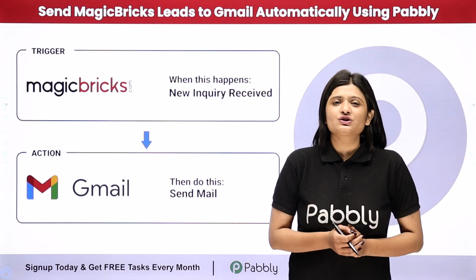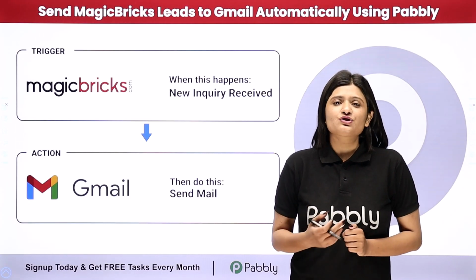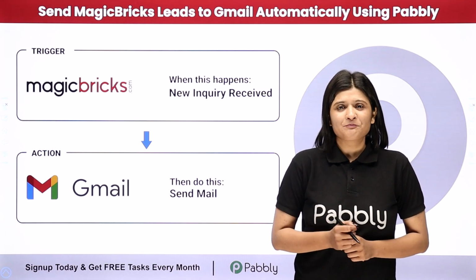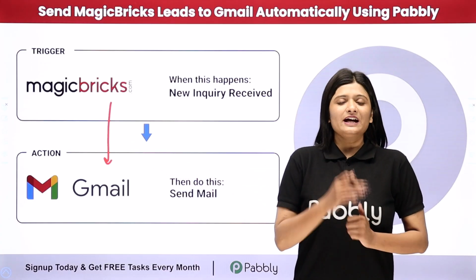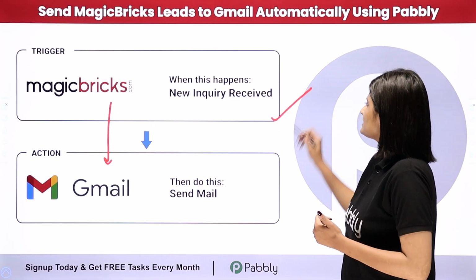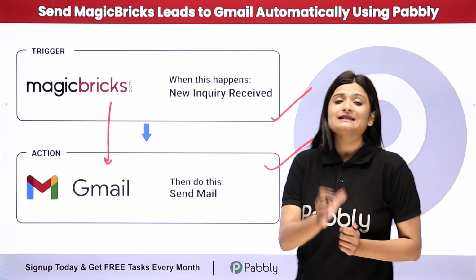And to do this automation, I'm going to use Pabbly Connect. Pabbly Connect is an amazing automation and integration software which requires no coding or programming skills. Here I just need to build a connection between MagicBricks and Gmail. With the help of Pabbly Connect, I am going to build this connection in such a manner that whenever I receive a new lead from MagicBricks, I am automatically going to send them a personalized mail.